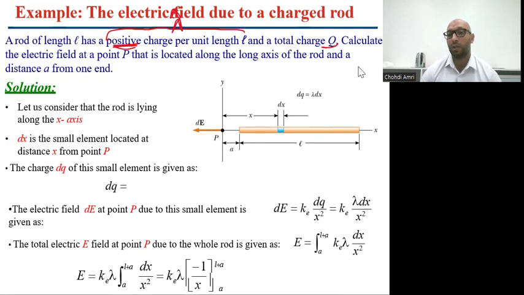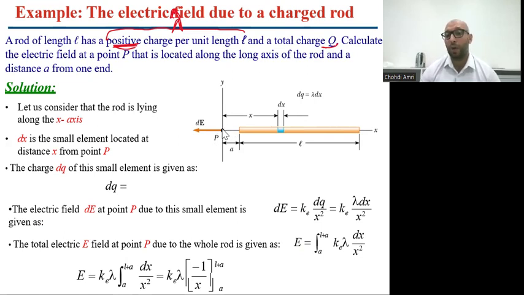We're talking about a rod. Calculate the electric field at the point P that is located along the long axis of the rod. That means our rod here in our case is along X, so the point is along X, at a distance A from one end, whether it's the right or the left end of the rod. It's almost the same when we take our point P on the left side of the rod, located at the origin of the XY coordinates.